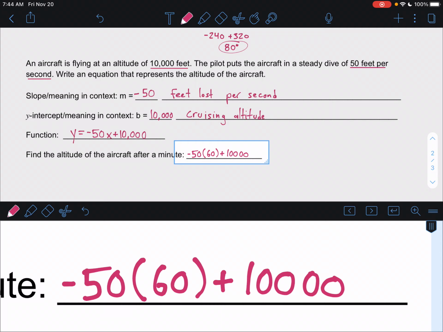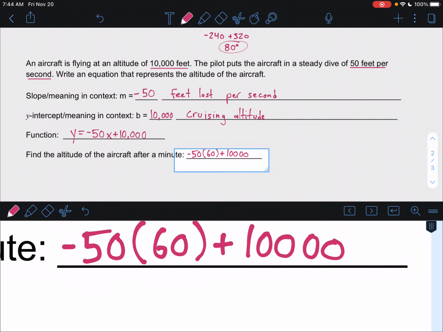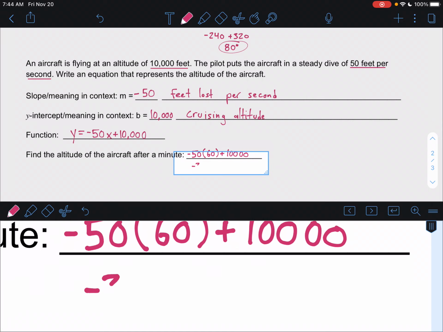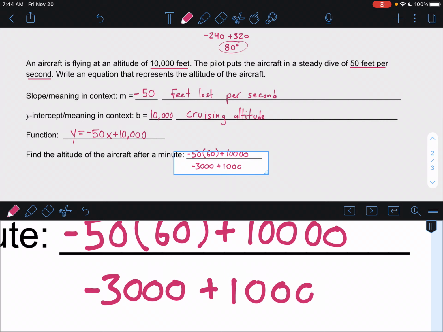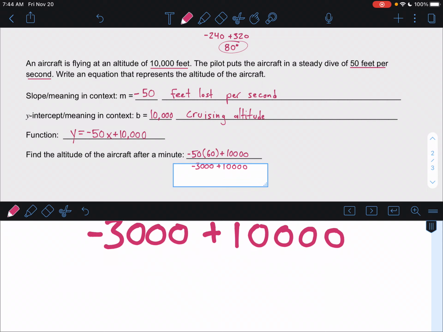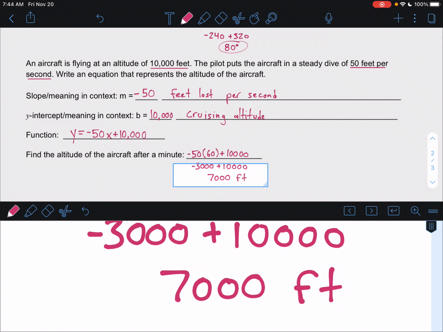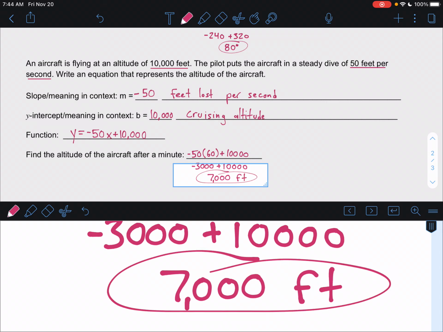All right. So I'm doing negative 50 times 60 in my calculator right now, and I got negative 3,000 plus 10,000. When I add these two together, I'm going to get 7,000 feet as my answer.